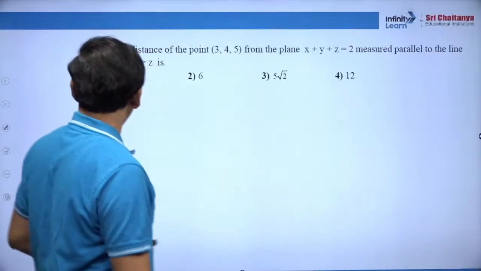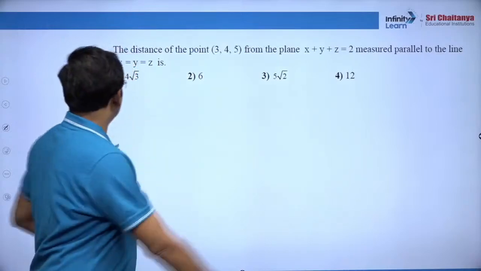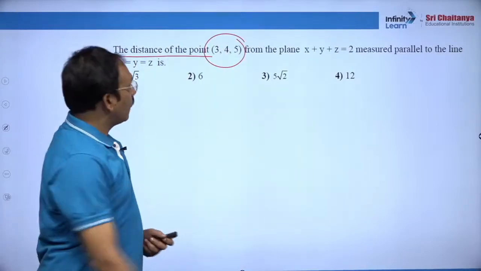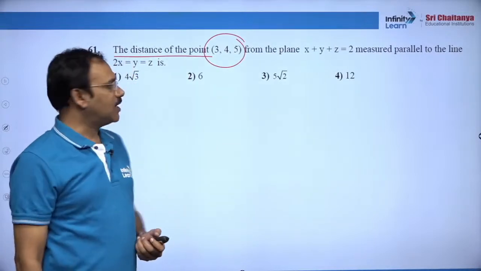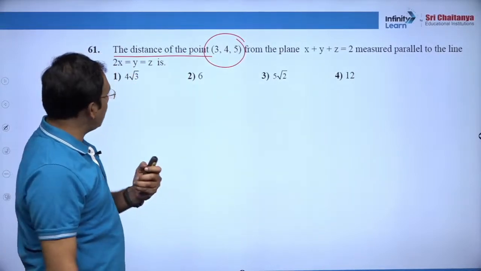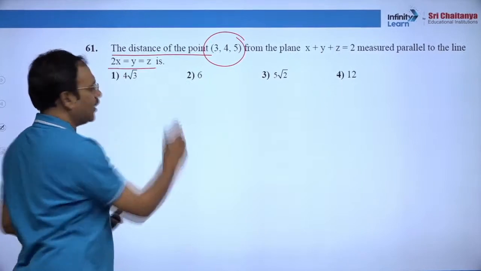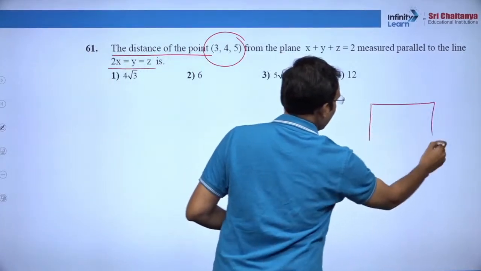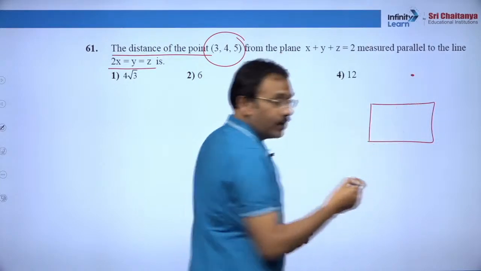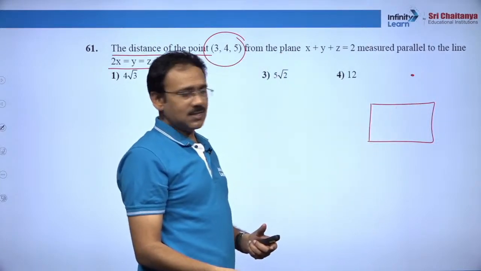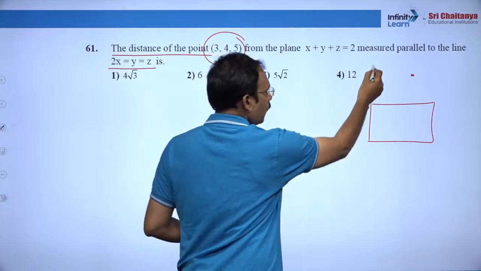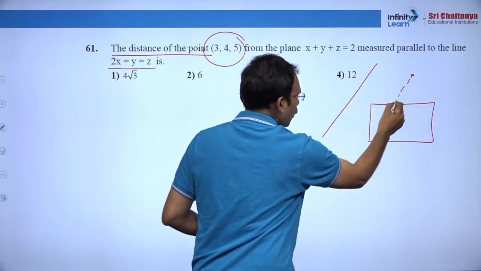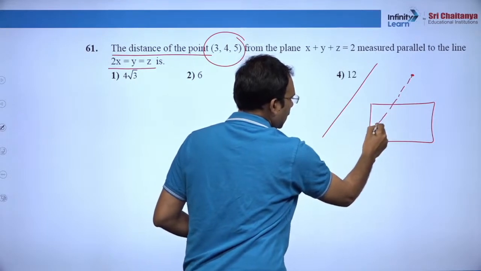The first question, my dear students: the distance of the point (3, 4, 5) from the plane x + y + z = 2 measured parallel to the line. Plane equation is given, a point is given. We know how to find perpendicular distance, but he is asking us to find the distance parallel to this line. That means you have to measure the distance in this way.